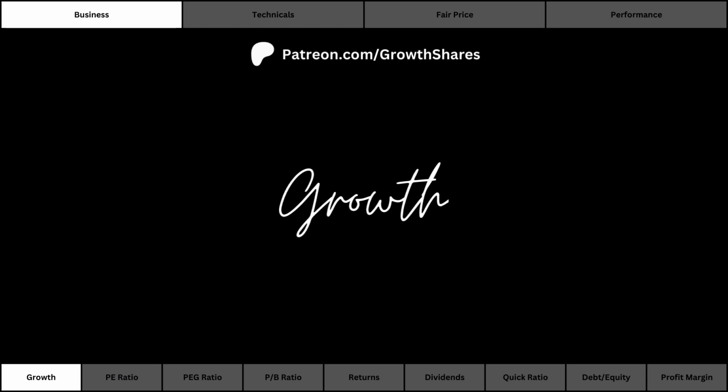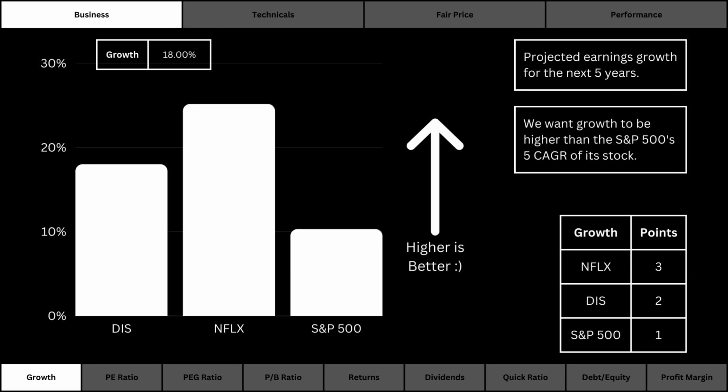Growth. We're looking at the projected earnings growth for the next 5 years. We ideally want the company to have a higher growth rate than its competitor and the S&P 500. Near the bottom right of the screen, you'll see a point system that will add up at the end.